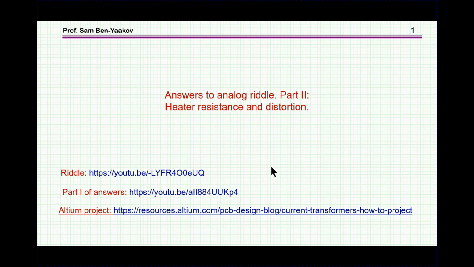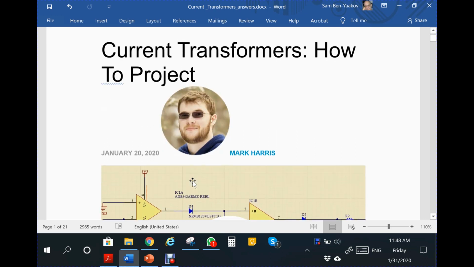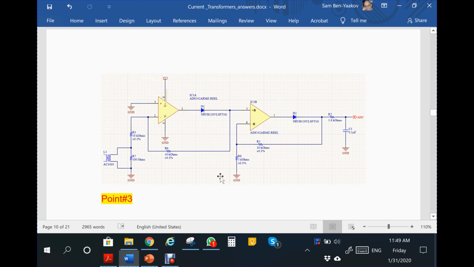So let me go first of all to describe the project in general and go into the second part of the answers. So this is the description of the project, current transformers, how to project, posted on January 20th this year. And my question was related to the content of this description. The first part of the answer covered 2 issues, the current transformer and description or design of the precision rectifier.